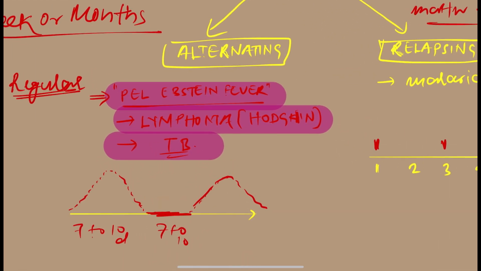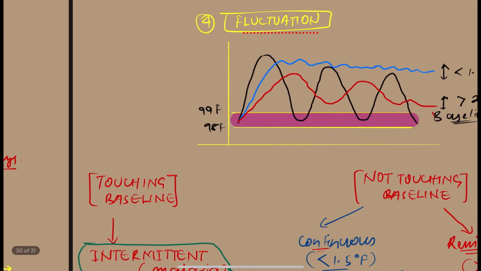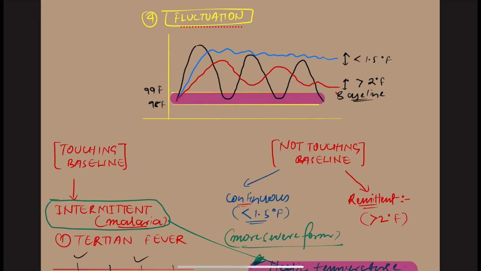So here also one important term is defined for the regular alternation of the fever, that is the Pel-Ebstein fever. In case of lymphoma, it is important to remember that. And in case of tuberculosis, we have covered the third parameter also, that is the time frame. Now coming to the next parameter, that is the fluctuation of the variation.